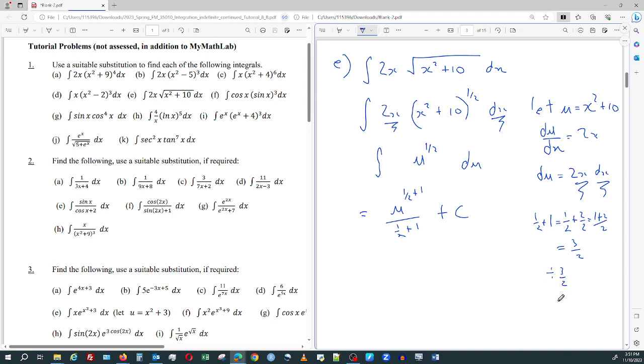3 on 2 times 2 on 3. So this will become 2/3 u to the 3 on 2 plus c, which is equal to 2/3 the square root, because the denominator is 2, and we've got a cube on the denominator, so this thing is raised to the cube, x squared plus 10, plus c. So that's your final answer, capital C.